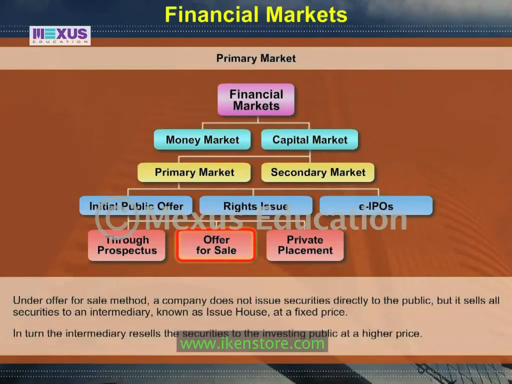Offer for sale. Under the offer for sale method, a company does not issue securities directly to the public, but it sells all securities to an intermediary known as issue house at a fixed price. In turn, the intermediary resells the securities to the investing public at a higher price.